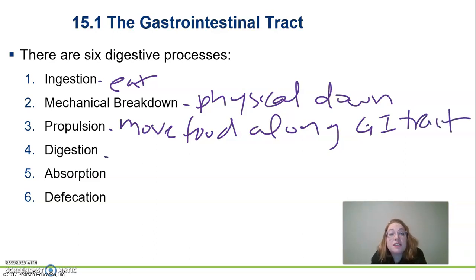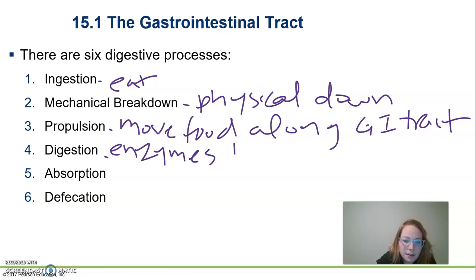Digestion. Now this is what we're talking about with enzymes. In digestion, you use enzymes to break bonds, to break those organic molecules into their monomers, the small pieces that we can absorb. Enzymes break bonds.